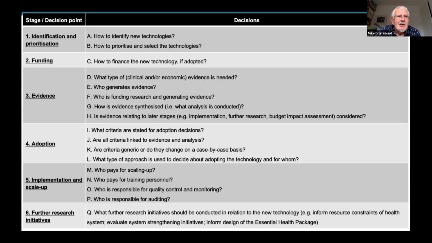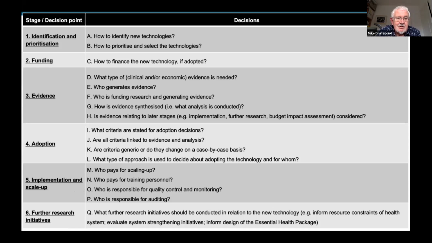to fund. And then you get down to the detail stage of evidence, trying to figure out where we would get that from, how would you synthesize the evidence. And then in adoption, obviously you'd want to think about what criteria you would state based on the HTA for the adoption decisions. And can we specify them generically, or do they change on a case by case basis? And then again, you get to implementation issues including practical ones such as financing, training, and so on.